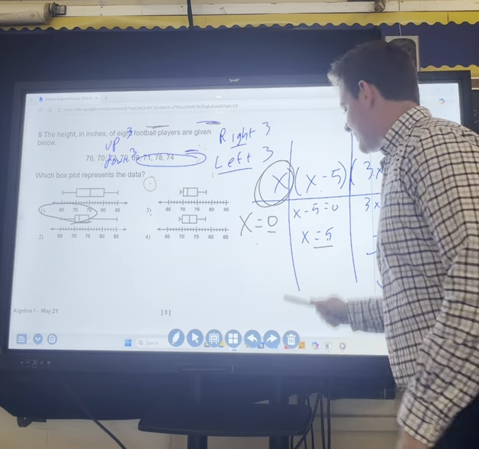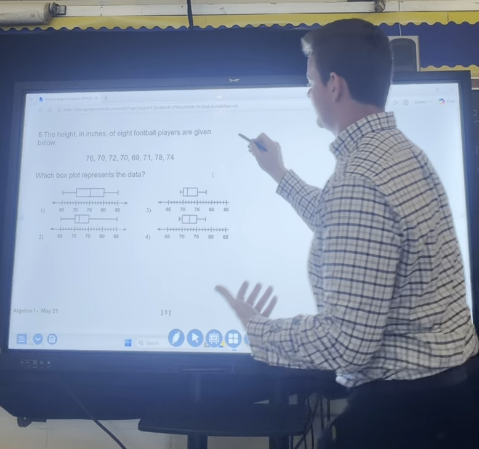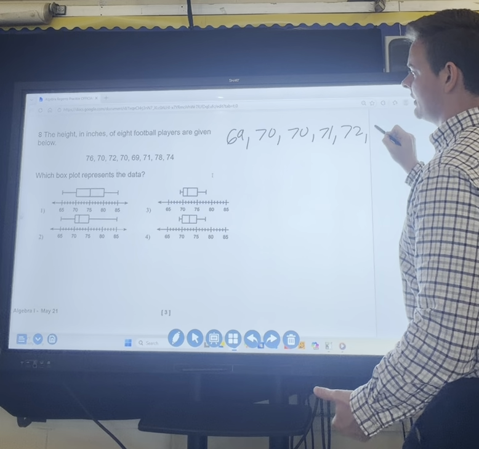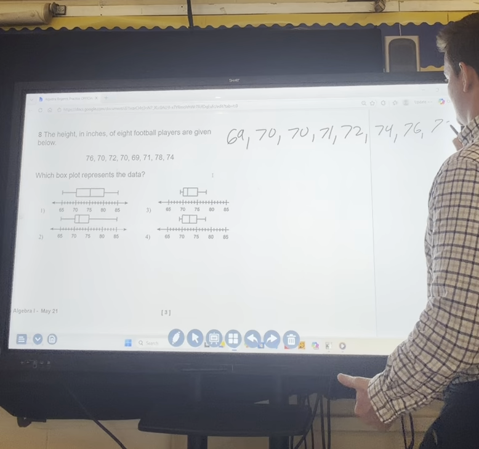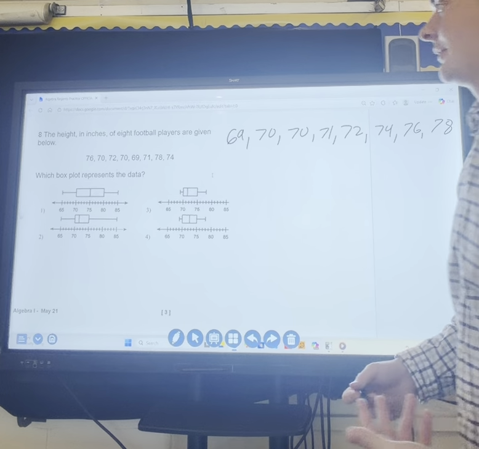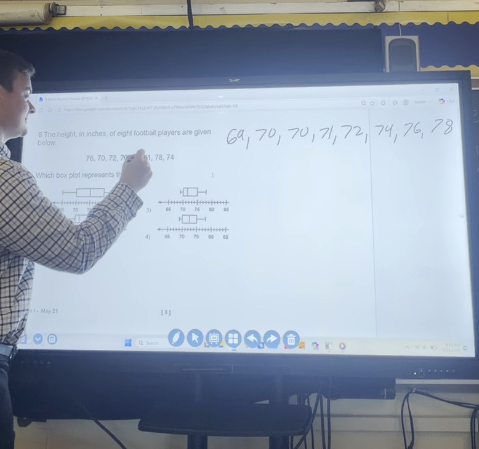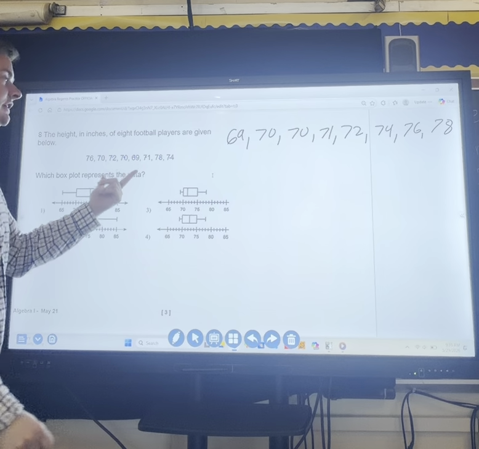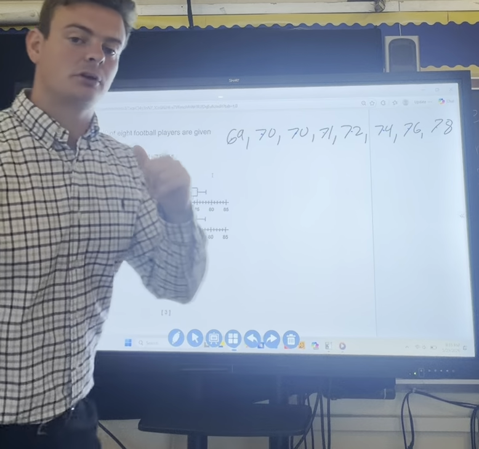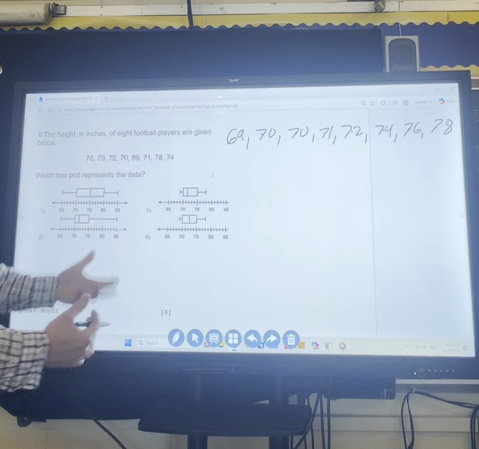Number 8 is the box plot question. When I get a box plot question, the first thing I want to do is put these numbers in numerical order. 69, 70, 70, 71, 72, 74, 76, 78. And I mean this sincerely. You might forget a number. I might forget a number. To make sure I don't forget a number, the best thing to do is count. 1, 2, 3, 4, 5, 6, 7, 8. There are 8 numbers here, so I must have 8. I do, so I'm good, but sometimes, even myself, and you will forget one. Just make sure you don't forget one.